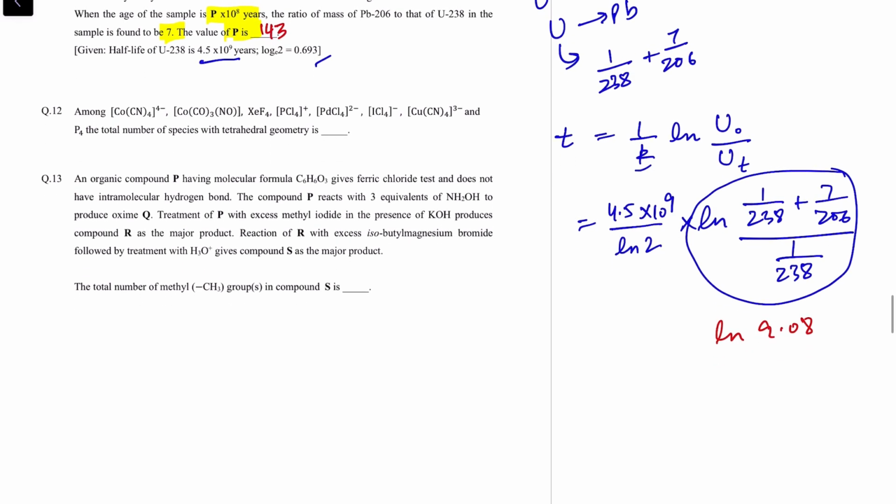Moving to question number 12. The total number of species with tetrahedral geometry. Now, 4-coordinate complexes can have 2 possible geometries, which could be sp3, that is tetrahedral, and square planar, which is dsp2. Now you have to check which of them are tetrahedral. So P4, right away, yes, it is tetrahedral.